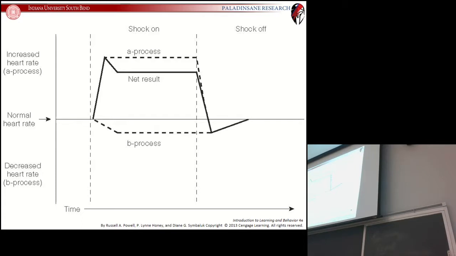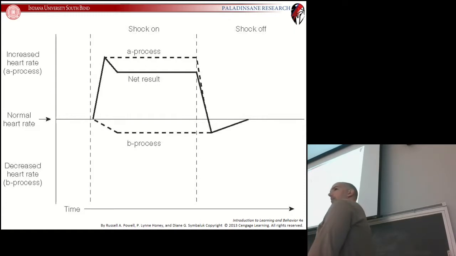It just takes longer for this B process that tried to slow everything down. It takes longer for it to turn off. So that's what would happen the first time you get shocked. The second time you get shocked, the third time you get shocked, I don't know why you're getting shocked so much, but anyways, all these times that you get shocked, what happens is that your A process basically stays the same, but your B process gets stronger and stronger and stronger.